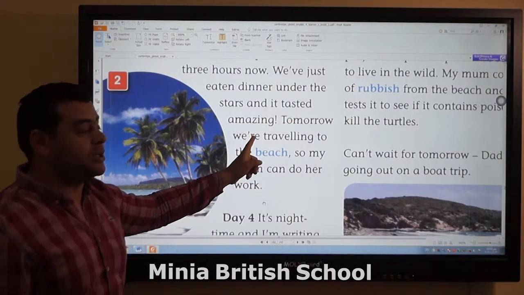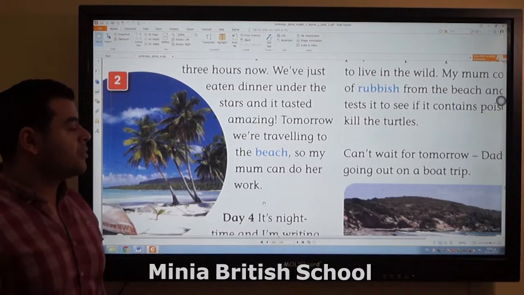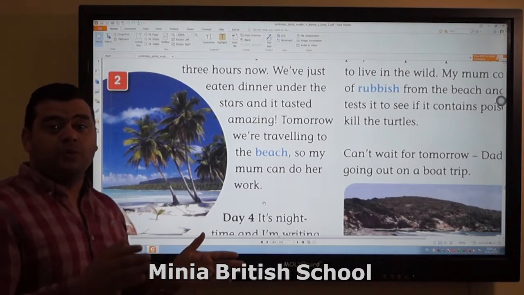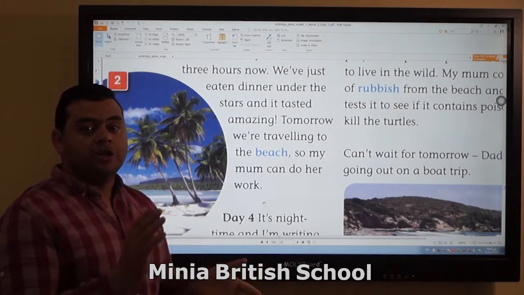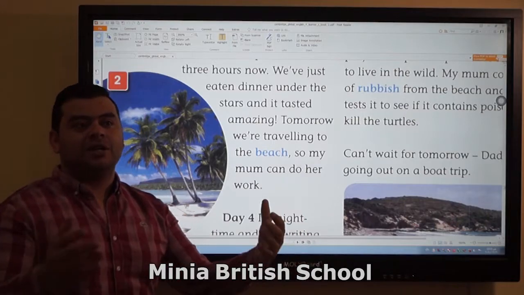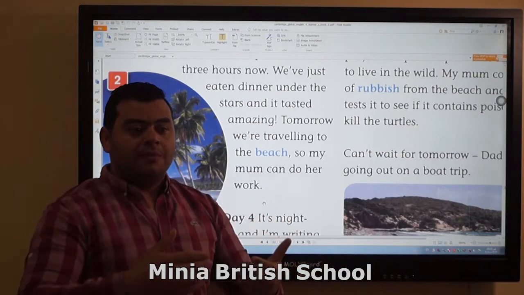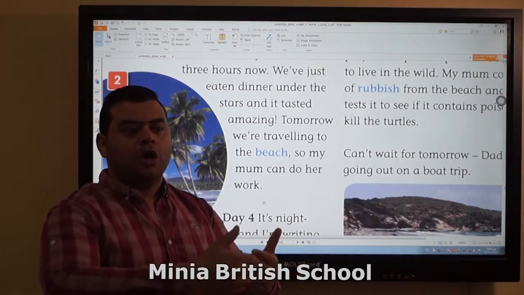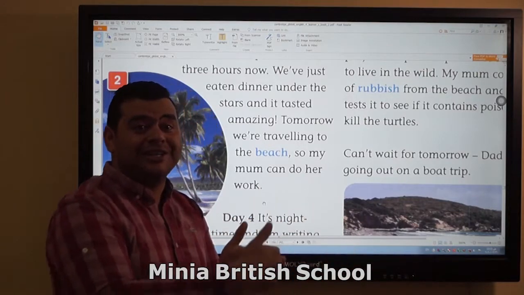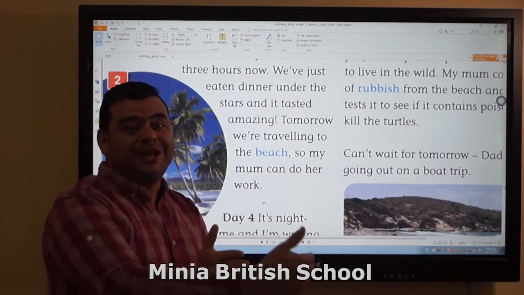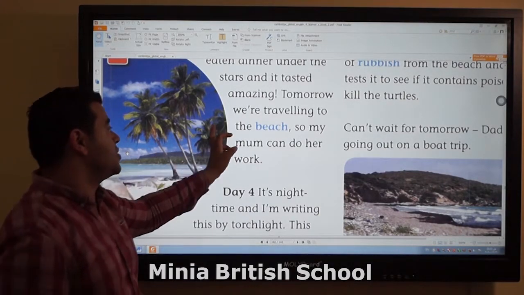And it tasted amazing. Tomorrow, we're traveling to the beach. A beach, and we talked in lesson number 2 about the coast, C-O-A-S-T. The difference between coast and beach is the size. A beach is a very small area that meets the sea or a lake or water. It is usually what you find beside hotels and resorts, we call them beach. So this, as you can see, is the beach.